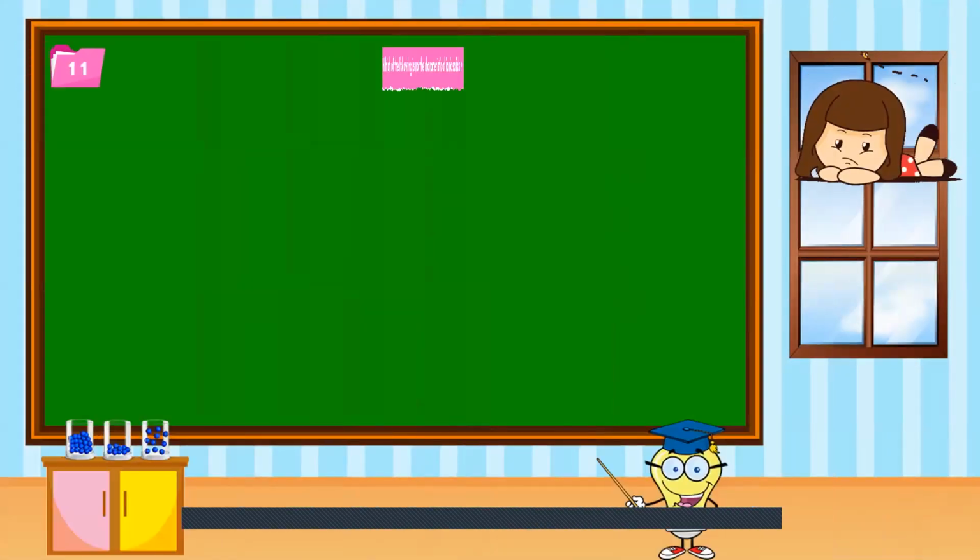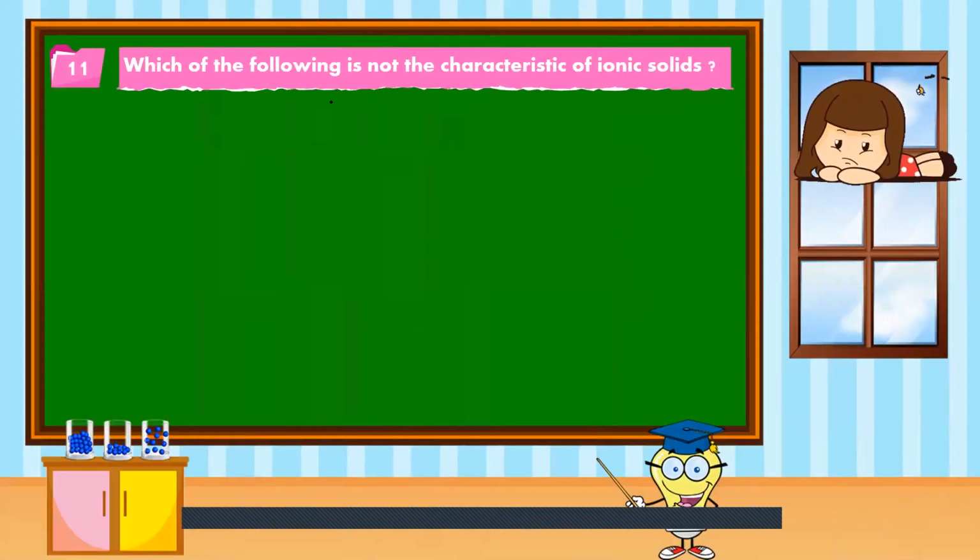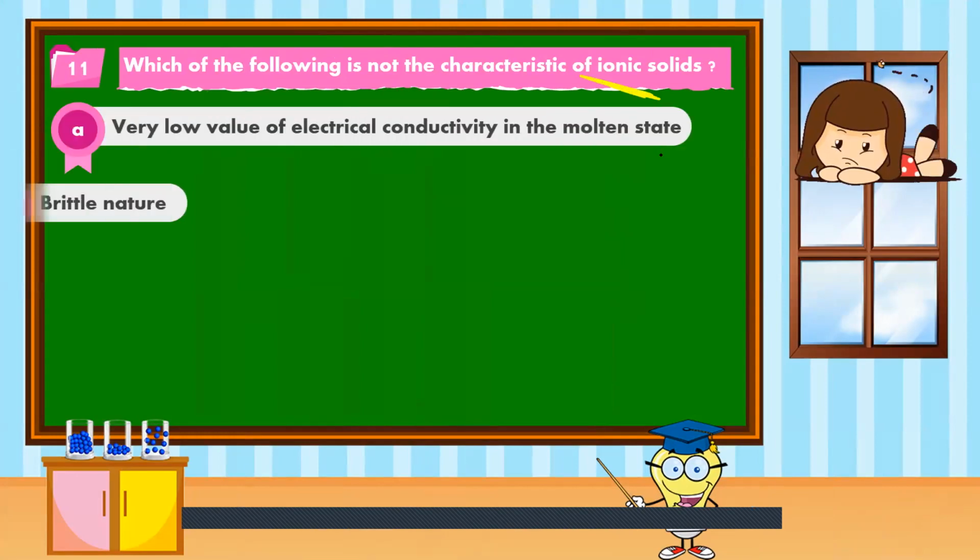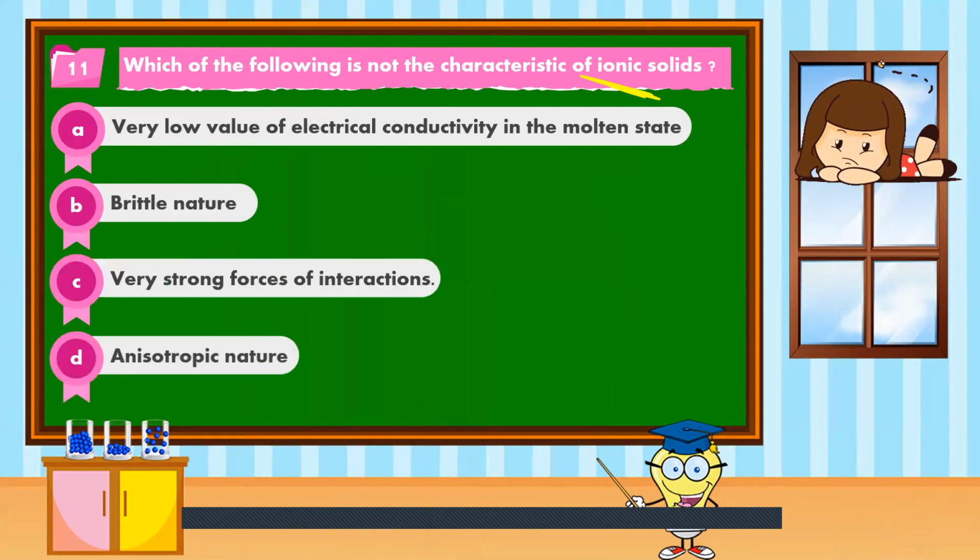Now see the question, you will understand. Which of the following is not a characteristic of ionic solids? Let's see that question, not this question, the trick box, another question. I changed it. I will give you the question based on the trick box. Very low values of electrical conductivity in the molten state?